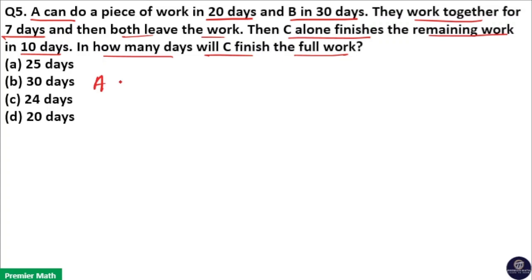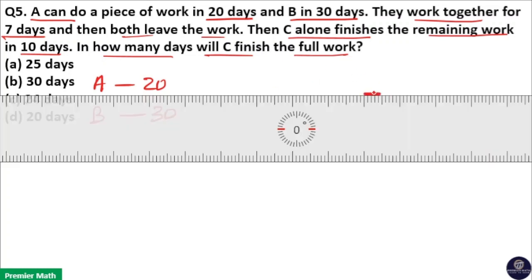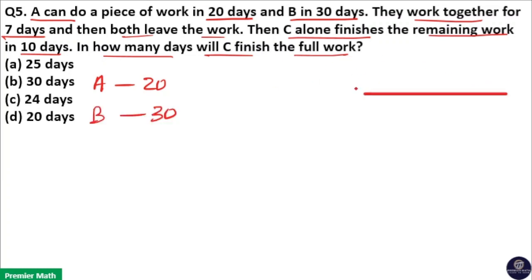Here A can complete a work in 20 days, B can complete the same work in 30 days. Now the question says A and B started the work and they worked together for 7 days. Then they left the work and the remaining work is completed by C in 10 days. So C only completed the remaining work. So we need to find out in how many days C can finish the full work.